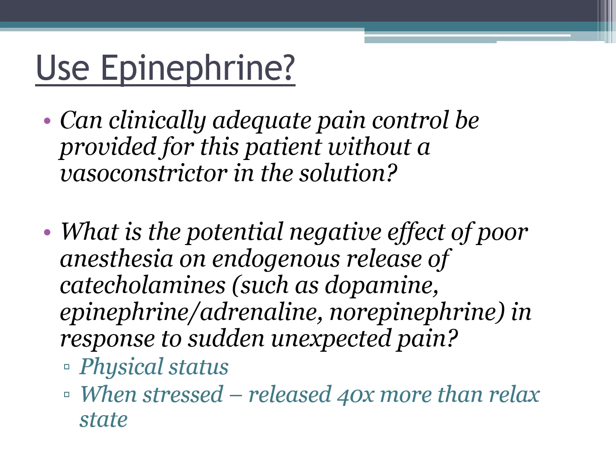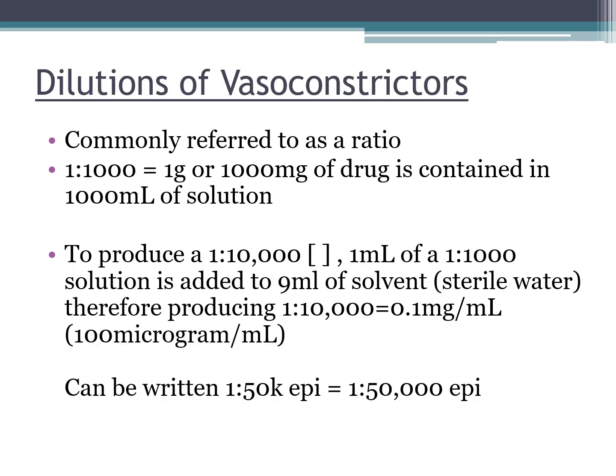So should you use epinephrine or should you not use epinephrine? Can clinically adequate pain control be provided for this patient without a vasoconstrictor in solution? Ask yourself, what are the potential negative effects of poor anesthesia on endogenous release of catecholamines, such as dopamine, epinephrine, adrenaline, norepinephrine in response to sudden unexpected pain? There is a physical status. So when stressed, you will release 40 times more than when you are in a relaxed state.